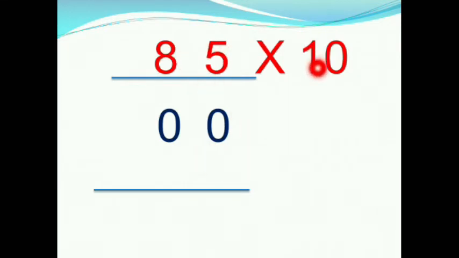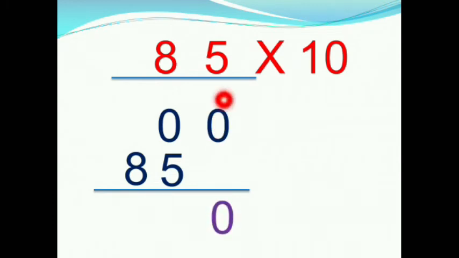Next we should multiply the tens digit. That is 1. Now we should multiply 1 and 5. 1 five is 5. Next we should multiply 1 and 8. 1 eight is 8. Now we should add these two numbers. First we should add units digit. In units place we have only 0. So we will write 0 in units place. Next we should add tens place digits.